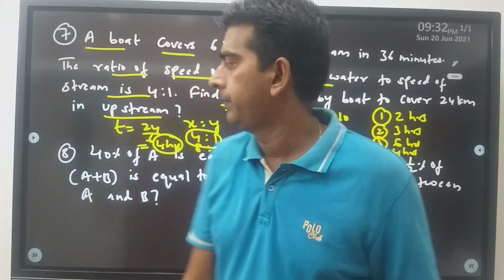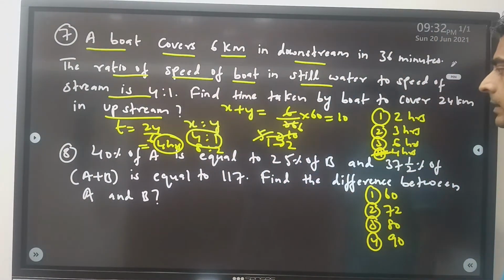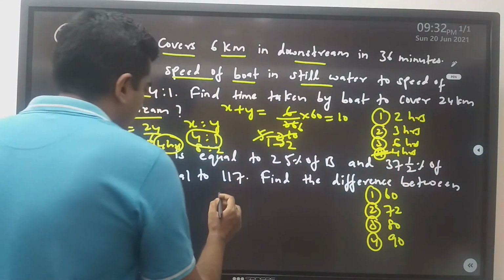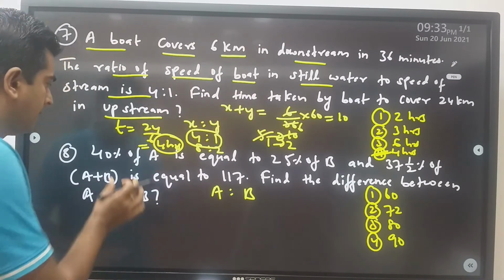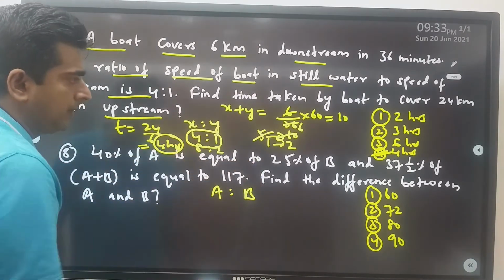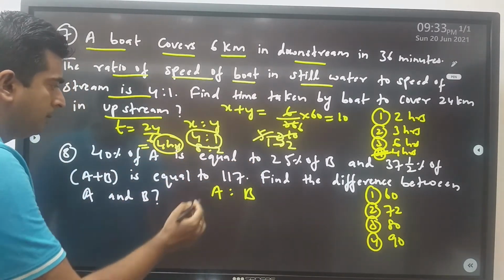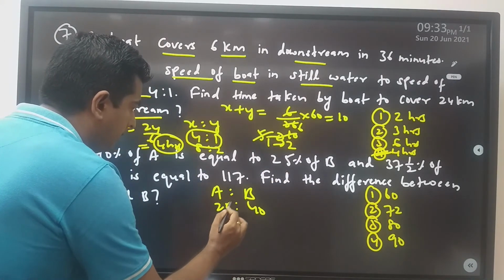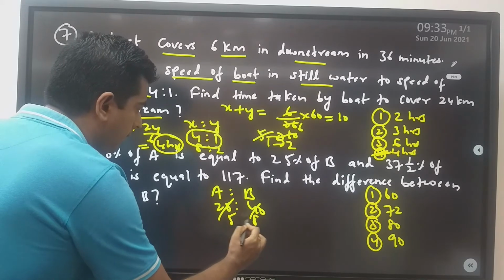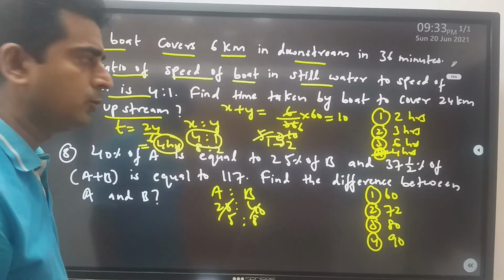Right? Next one. 40% of A is equal to 25% of B, and 37.5% of A plus B is equal to 117. Find the difference between A and B. So 40% of A is there, 25% of B is there, right? A value in B, B value in A. What is the answer? A is to B is 5 is to 8.